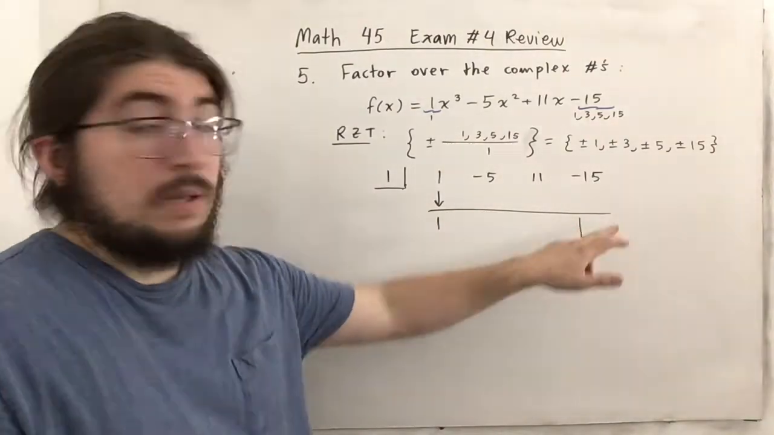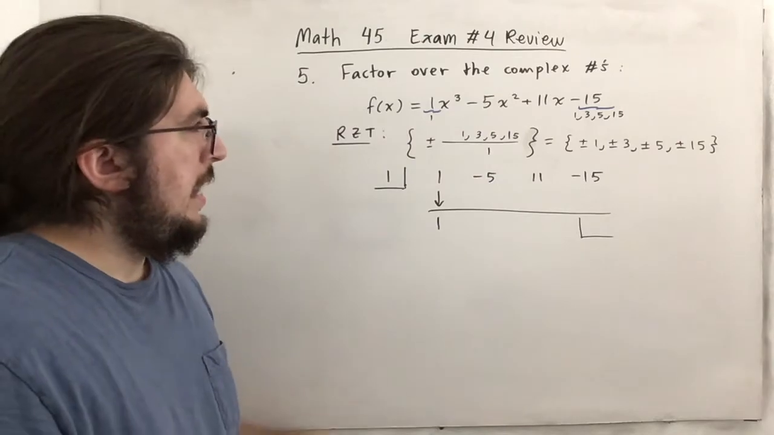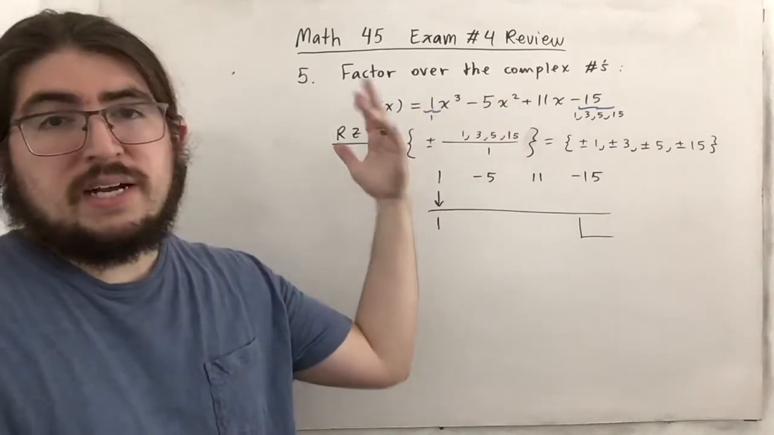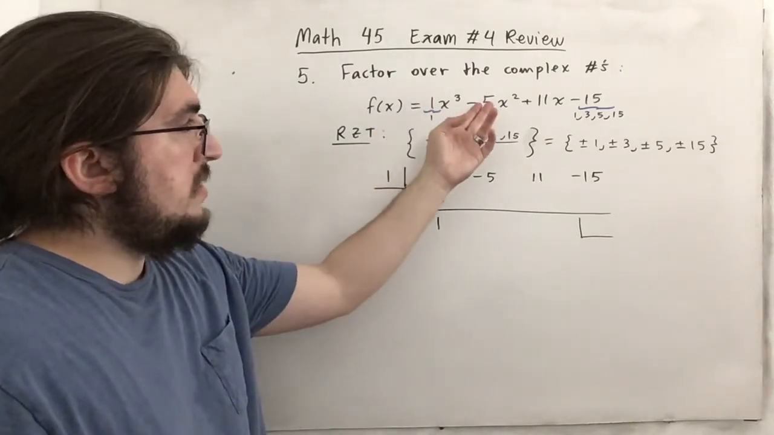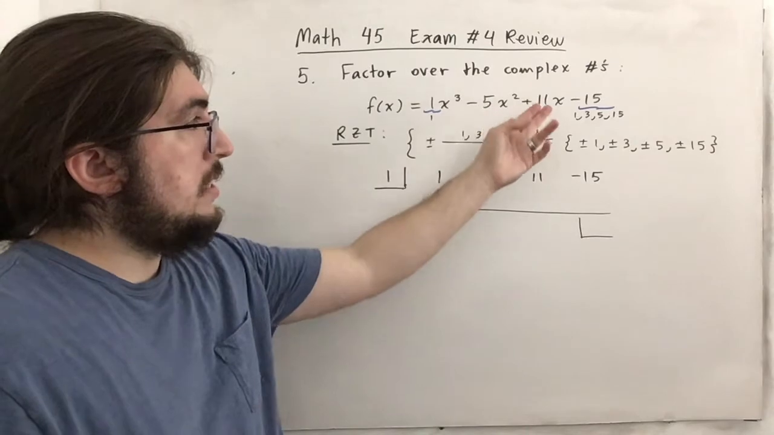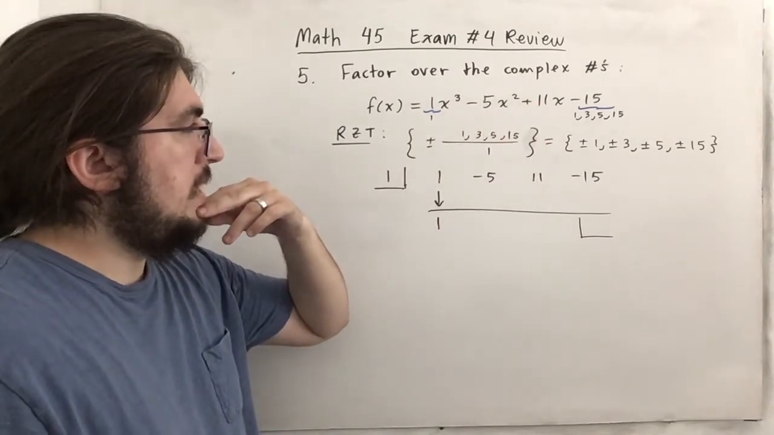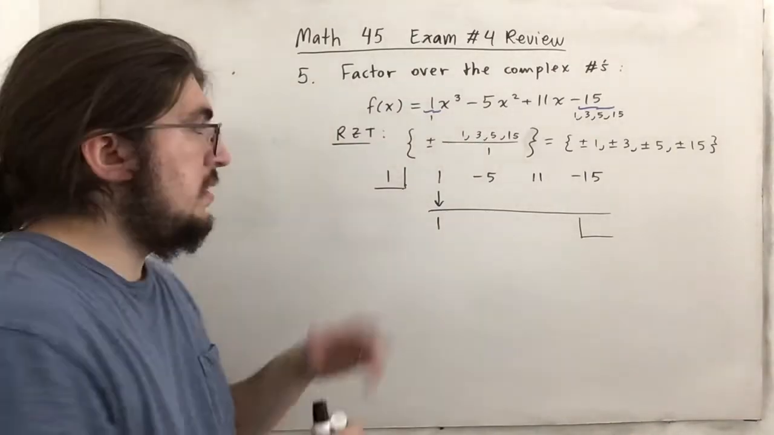Whatever this number is will actually correspond to the value you get when you plug in 1 the old-fashioned way. And in fact, I'll just check. When you plug in 1, all powers of x are just 1, because 1 to any power is 1. So it's 1 minus 5 is negative 4. Negative 4 plus 11 is 7, and then 7 minus 15 is negative 8. So it's not 0, but let's just see that this works.